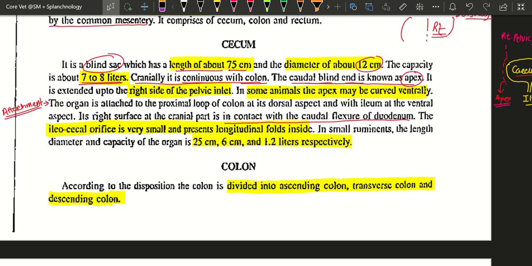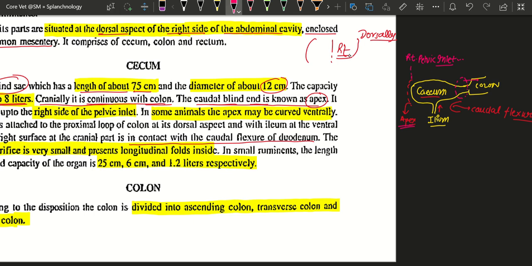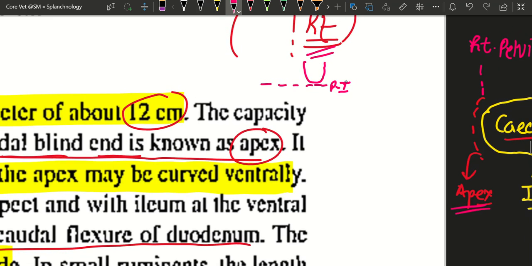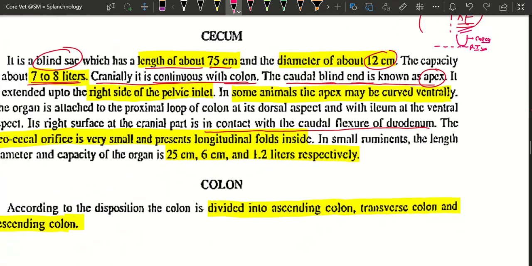Now, it will extend up to the right side of the pelvic inlet. As I mentioned, the large intestine is situated on the right side. So if this is the level of the pelvic inlet, right, the cecum will be extending up to the level of the pelvic inlet. This is the pelvic inlet level, and this is the cecum. So the cecum will be reaching up to the level of the pelvic inlet.